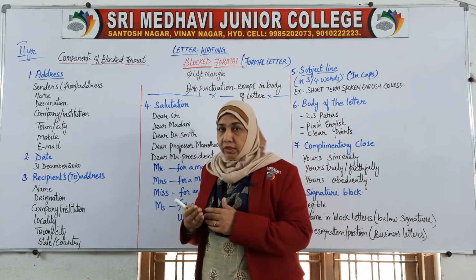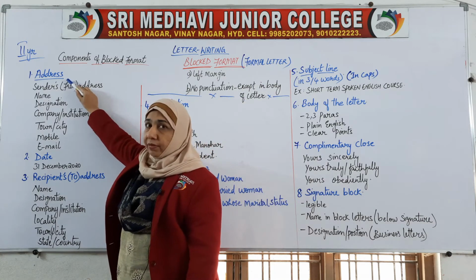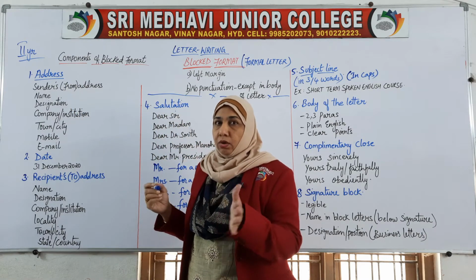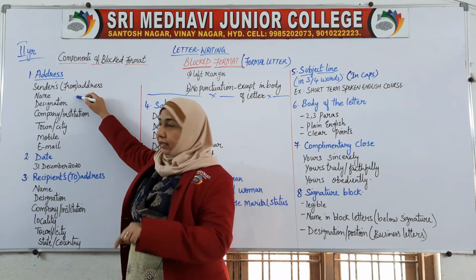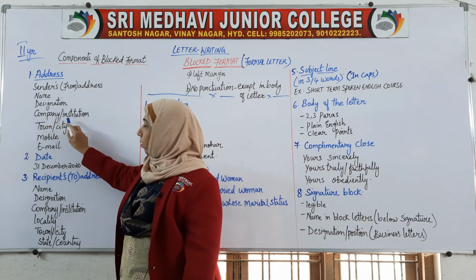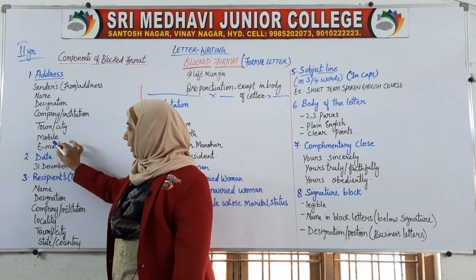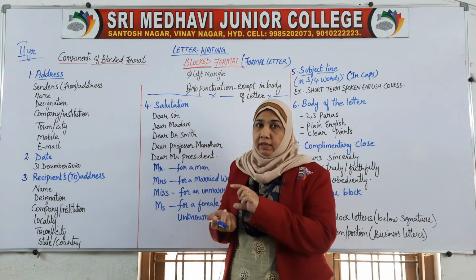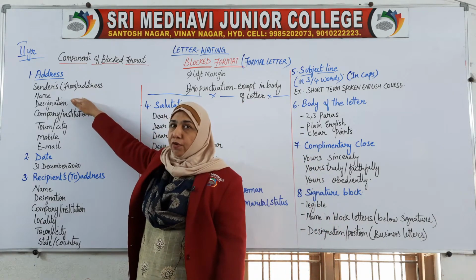Now what could be the first thing in writing the letter? The first thing could be the address. Address of whom? The one who is the sender, from. Like in normal common words we use it as from. The address of the person who is writing the letter, who is sending the letter: name, designation, company or institution where the person is working, town, city, mobile number, email of the person who is writing the letter to the other one. So this is the sender's address, that is the from address.